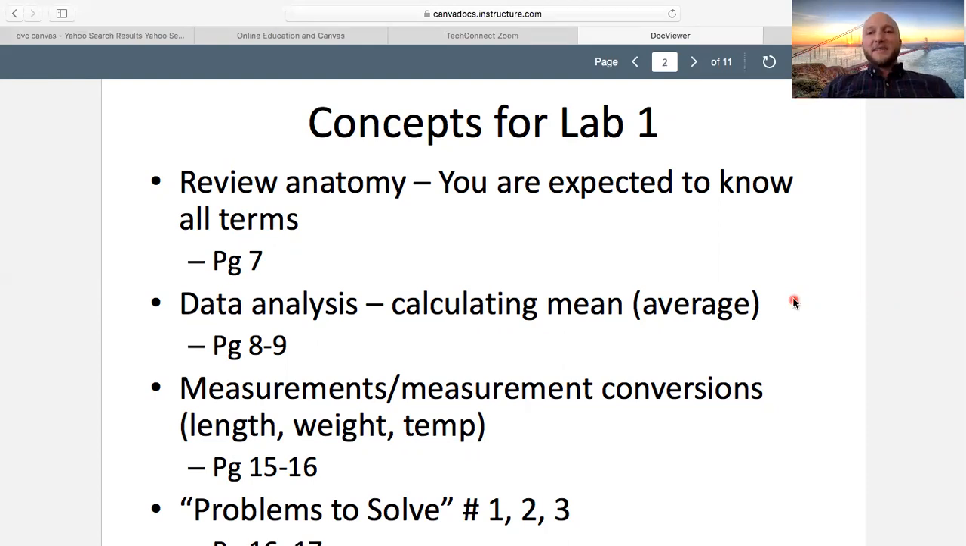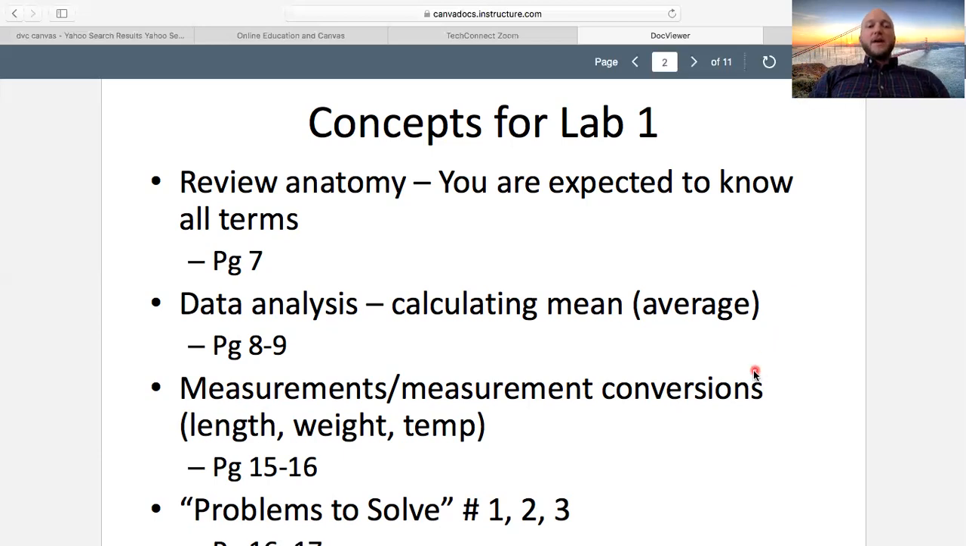Under the data analysis section, you need to be comfortable calculating the mean of a data set. I will assume you know how to calculate the mean once you've completed this lab. So mean meaning average.